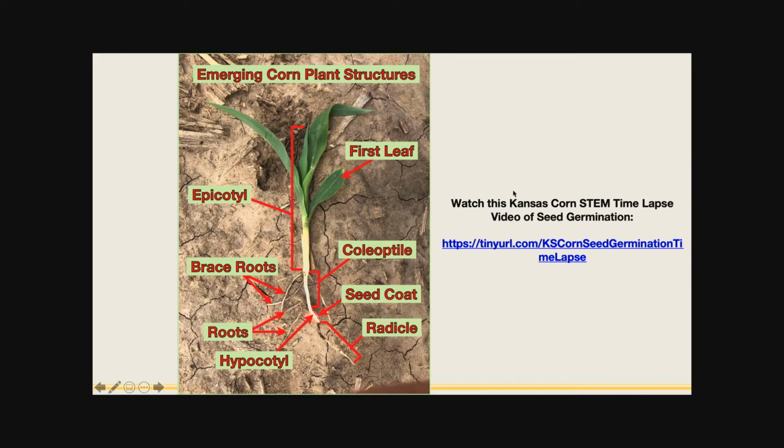Cool thing is, too, there is a neat little short video on seed germination done by Kansas STEM. And you can click this link right here, and it's really cool. They have a clear plastic cup, and they have soil, and they have the corn seeds in there, and you're actually watching a time-lapse video of what we just showed right here. You're seeing the radicle come out, you're seeing the coleoptile move out through the soil as well. Very cool time-lapse video.